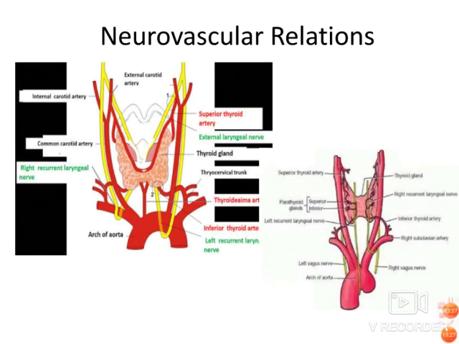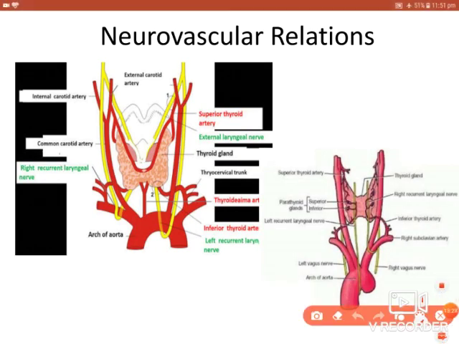Here you can see the neurovascular relations: this artery, and this nerve relates with that. See here, this is the thyroid gland. This is the apex. This is the base. This part is the isthmus. So this one is the common carotid, external carotid, internal carotid. From this external carotid, see the superior thyroid artery is coming. It is providing anterior and posterior branches for the corresponding surface.